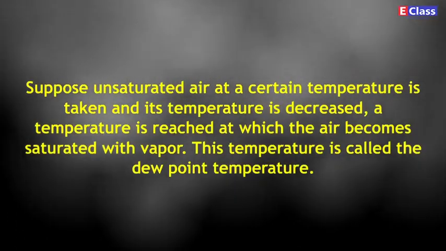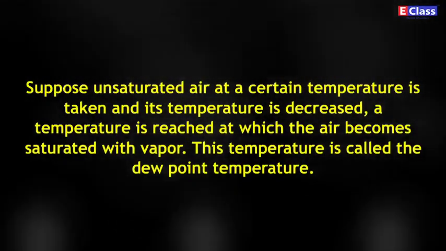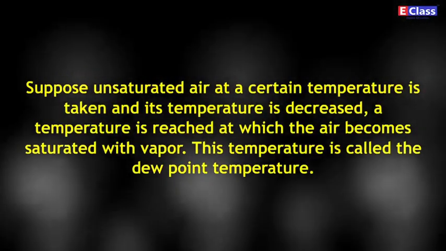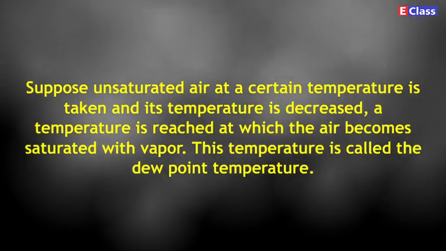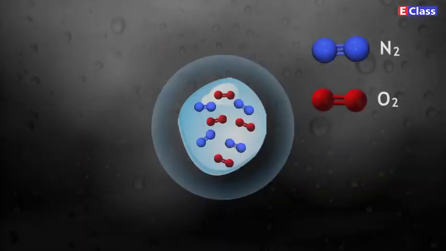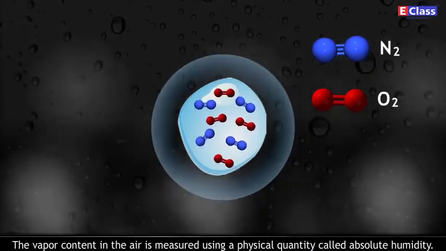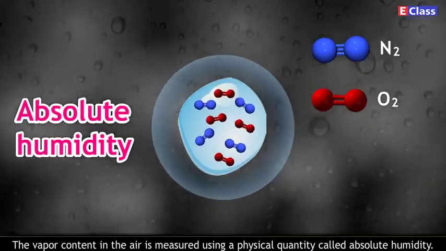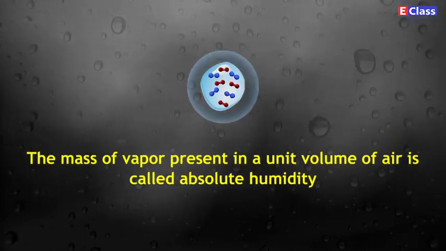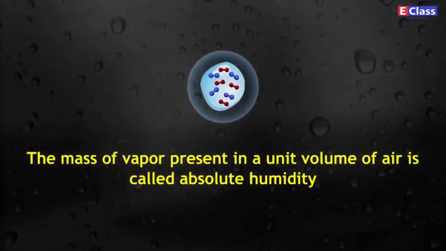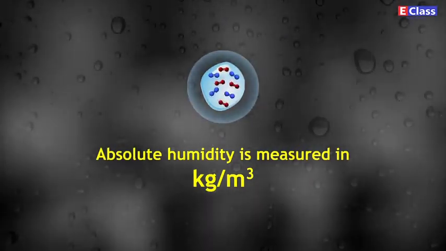Suppose unsaturated air at a certain temperature is taken and its temperature is decreased. A temperature is reached at which the air becomes saturated with vapor. This temperature is called the dew point temperature. The vapor content in the air is measured using a physical quantity called absolute humidity. The mass of vapor present in a unit volume of air is called absolute humidity. Generally, absolute humidity is measured in kg per m3.